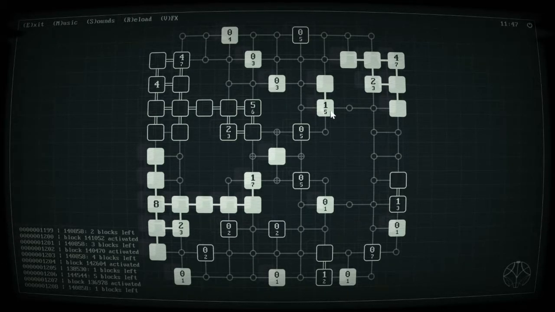Need four more for this. This is madness. This level is madness. One, two, one, two, and three. This one has to be. No, it doesn't. Chill. We've been down this road before.